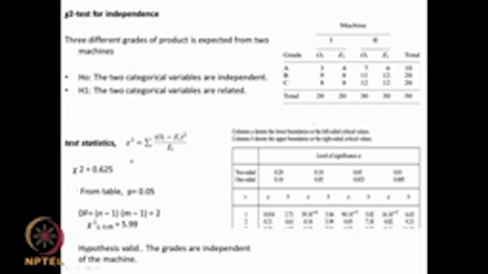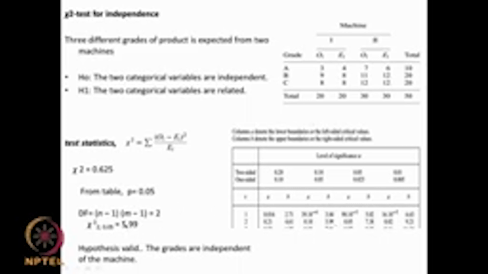So, you get a chi-square of 0.625. Now, if you go to your table at 0.05, how many degrees of freedom? We have 2 machines, so 2 minus 1 is 1, and we have 3 grades, so 3 minus 1 gives you 2. So, totally 2 into 1 is 2. So, we look under the column of 2, okay, and then we say 5.99 for 95%.